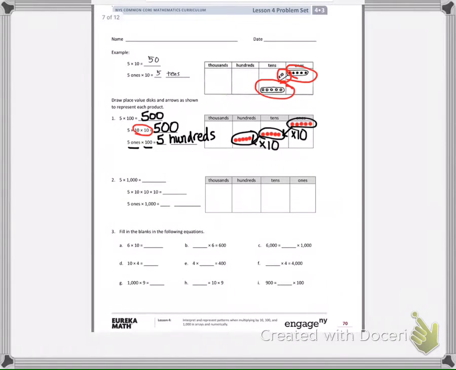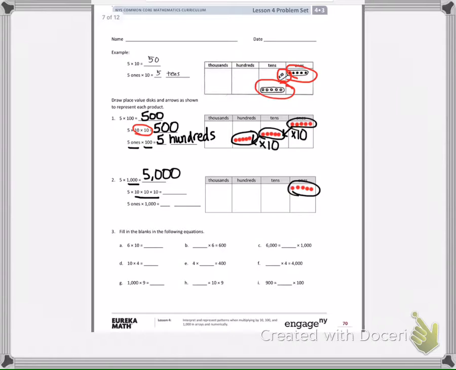Number 2, 5 times 1,000. In my head, I should already know that 5 times 1,000 equals 5,000. We need to show it using place value discs. 10 times 10 times 10 equals 1,000. So 5 times 10 times 10 times 10 is the same thing as saying 5 times 1,000. Let's start by drawing our 5 ones. We have one group of 5 ones.